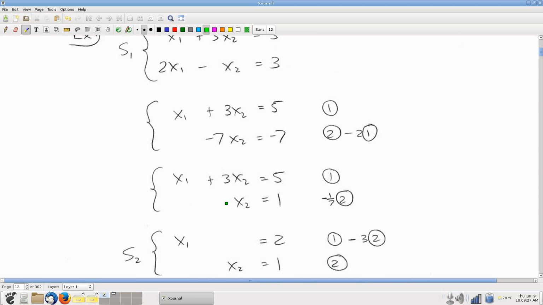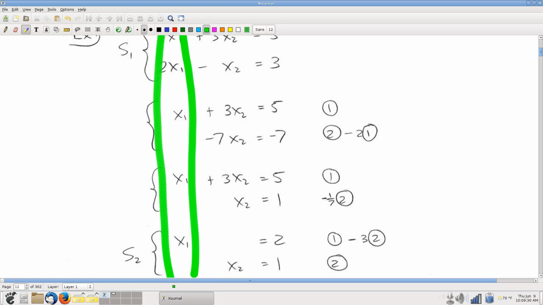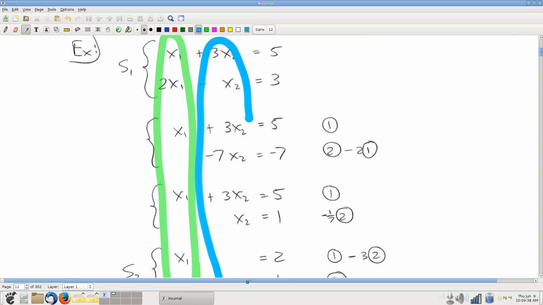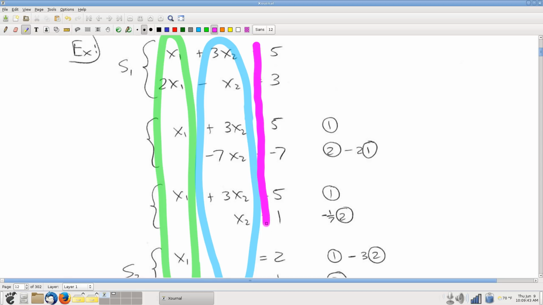Notice that I was careful to keep the x1s all in the same column. That's just being organized. And then the x2s are all in the same column. And then notice that the equal signs are all vertically aligned as well. And the constants on the right-hand side are always in the same column, if you will. Now, from an algebraic point of view, I suppose you don't have to do this, but it's convenient. It avoids confusion to do it this way.